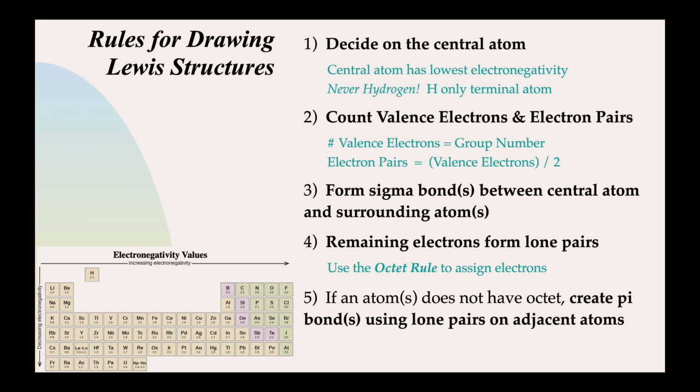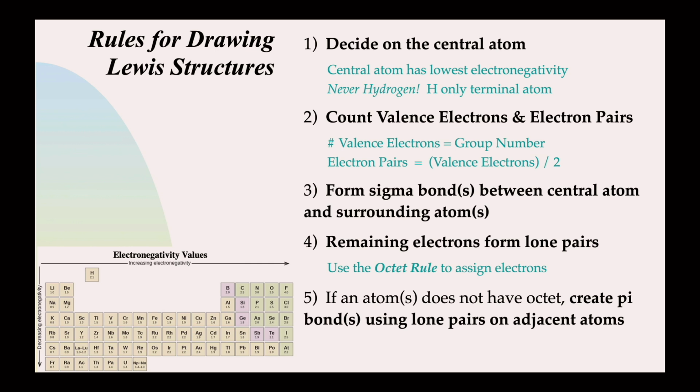Now, the next thing you want to do is count the number of valence electrons, and I would recommend converting them to electron pairs. So valence electrons equal the group number. So carbon is group 4. That means it has 4 valence electrons. And phosphorus is group 5, so it has 5 valence electrons. Once you have the total number of valence electrons, I would divide that number by 2 in order to find out how many electron pairs you have.